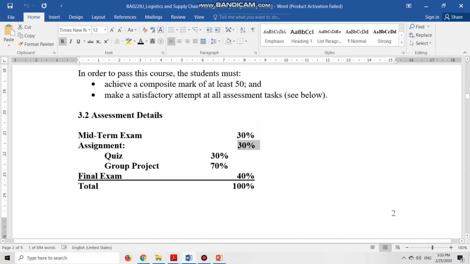And the final exam will be 40% of the overall score. Both midterm and final exam will be open book.